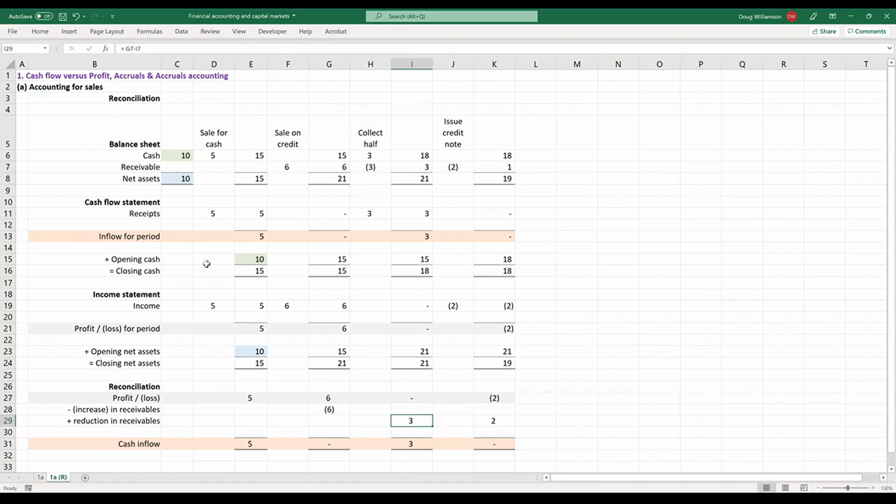Similarly, in the next period, there's an item in losses. So we've lost 2, but it's not a cash item. So receivables went down again, affecting income because we've unbooked some of the sales we'd booked before. It's not a cash item. So we lost 2 net assets wise. We have a loss of 2 for the period.